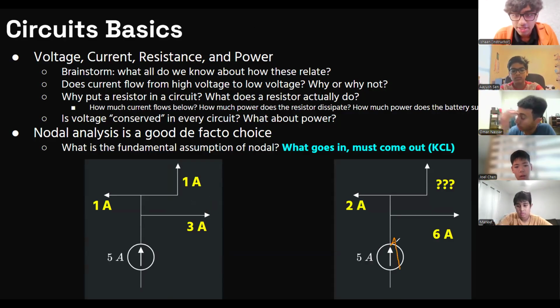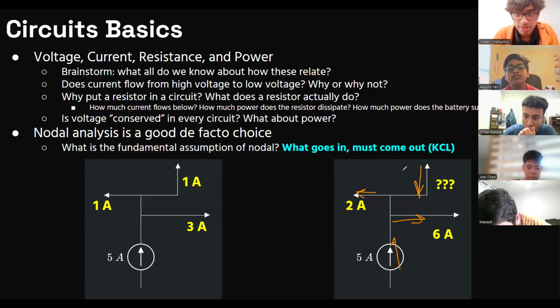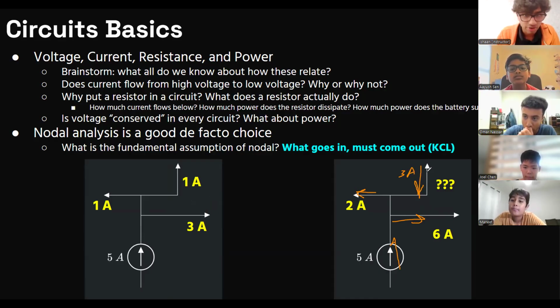So I have 5 coming in, I have 6 coming out, I have 2 coming out. So now I need 3 more to be able to accommodate that. So there's 3 amps going in this direction, or in the direction that arrow was drawn, negative 3 amps. Negative current is completely fine. That just means that it's going in the opposite direction of whatever arrow you assumed.